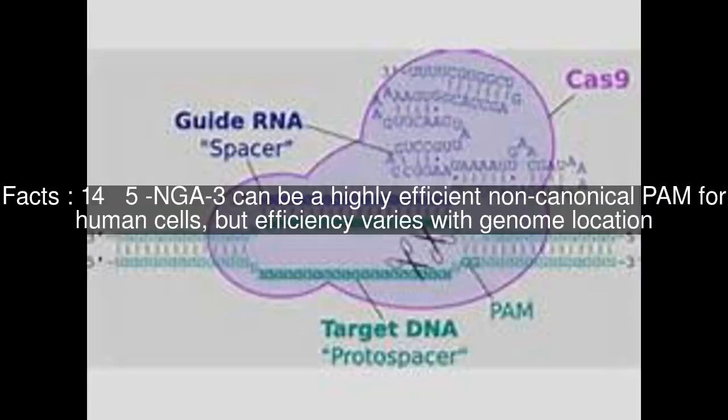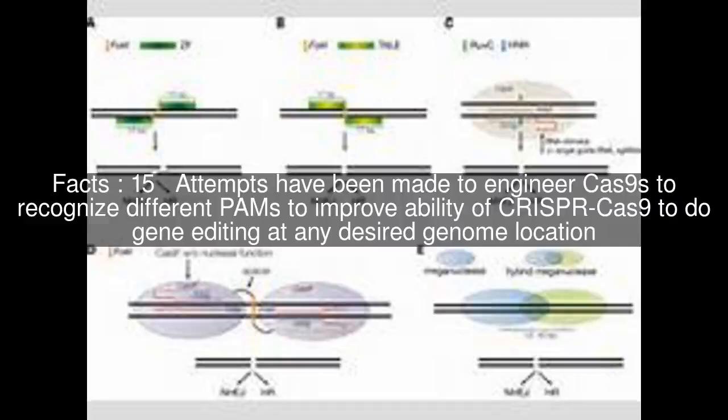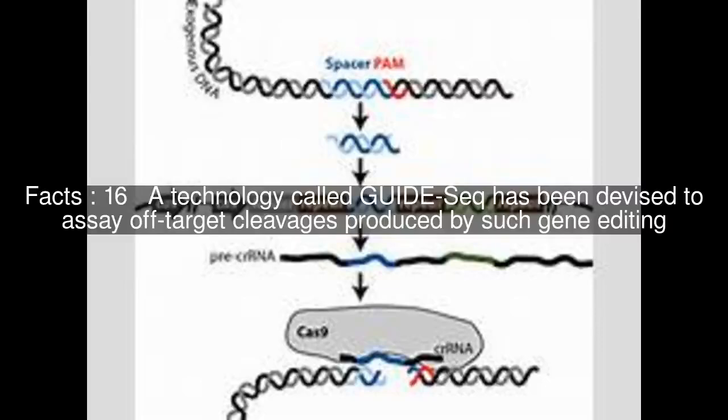5'-NAG-3' can be a highly efficient non-canonical PAM for human cells, but efficiency varies with genome location. Attempts have been made to engineer Cas9s to recognize different PAMs to improve the ability of CRISPR-Cas9 to do gene editing at any desired genome location. A technology called GUIDE-seq has been devised to assay off-target cleavages produced by such gene editing.